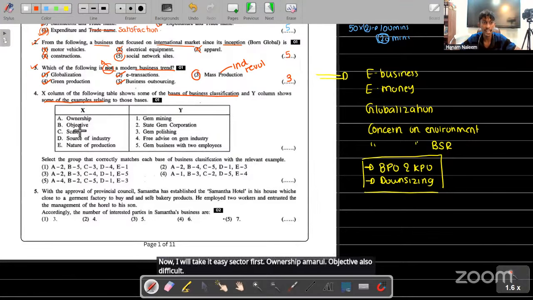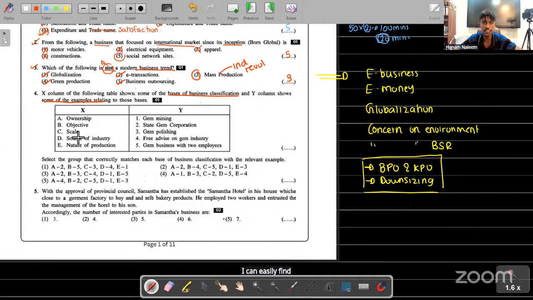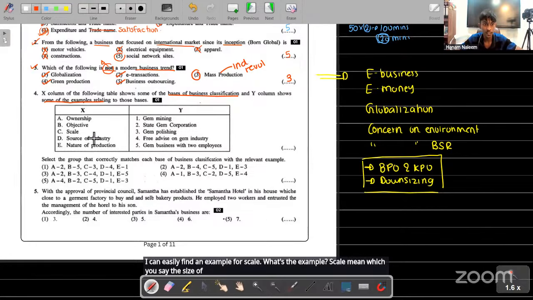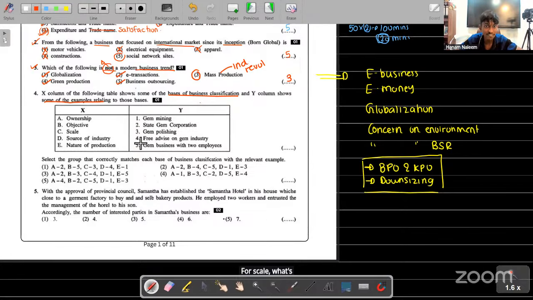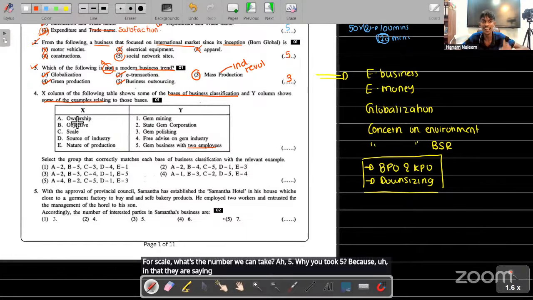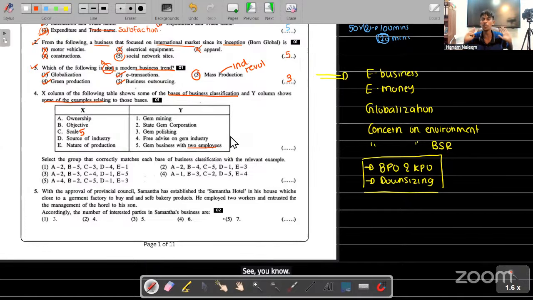Scale. I can easily find an example for scale. What's the example? Scale means the size of the business. For scale, what's the number we can take? 5. Why did you take 5? Because sir, in that they're saying there are only 2 employees. So for scale, you all know it should be 5. C should be 5.